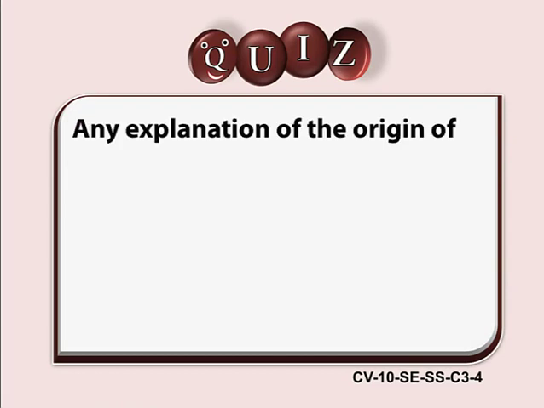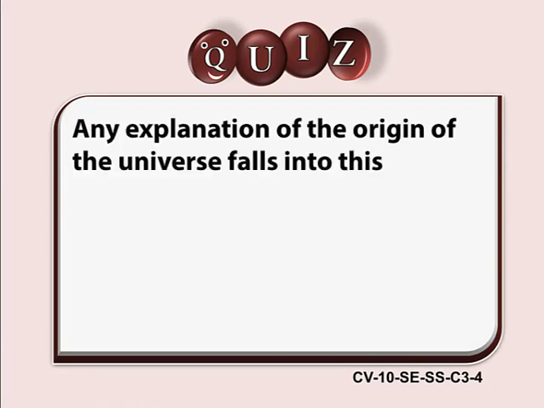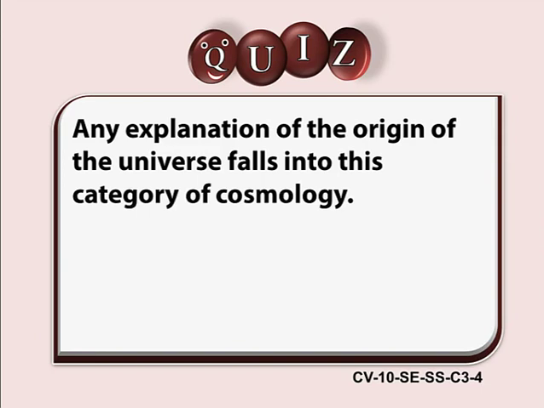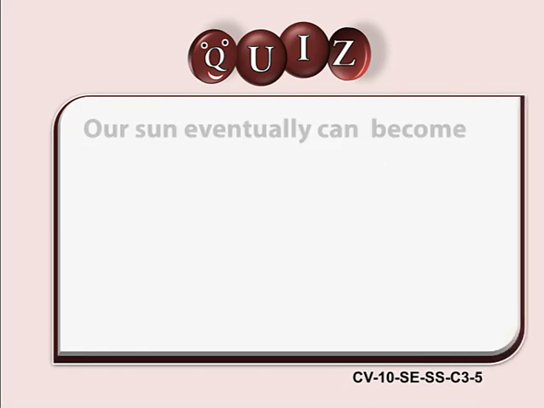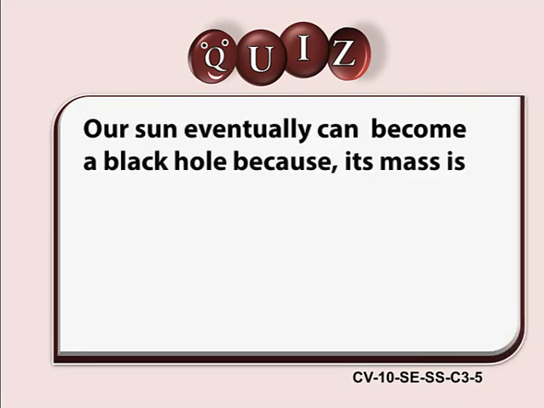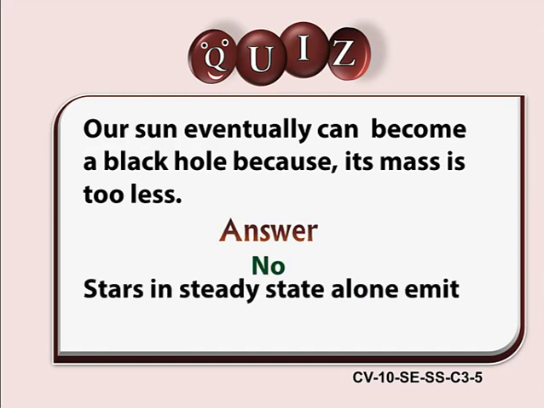Any explanation of the origin of the universe falls into this category of cosmology. Correct. Yes. Our sun eventually can become a black hole because its mass is too less. No, stars in steady state alone emit radiations.